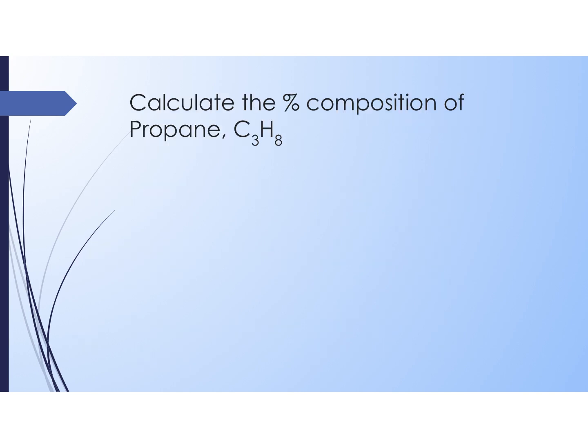All right, now we're going to calculate the percent composition of propane, which is C3H8. This one is a little different because there's no numbers. You with me how this one looks different? Okay, so if there's no numbers provided, you're going to use the masses on the periodic table. Okay? So the first thing we need to get is just the total mass.